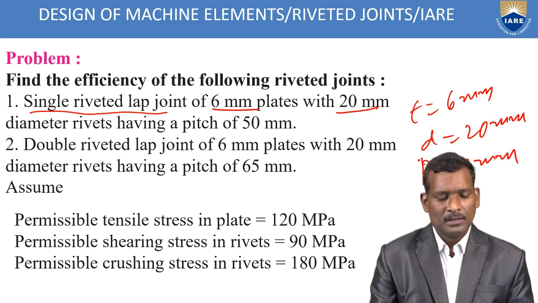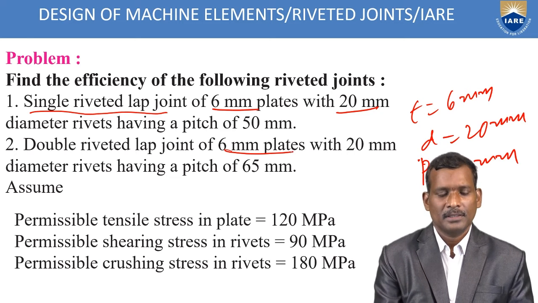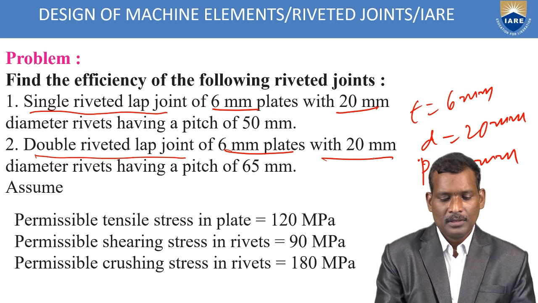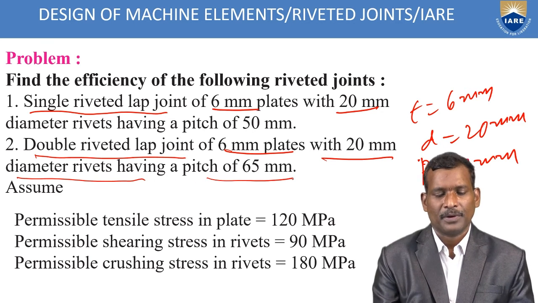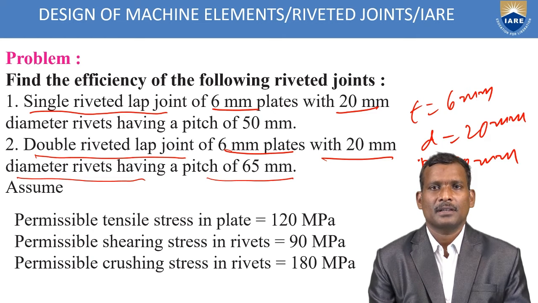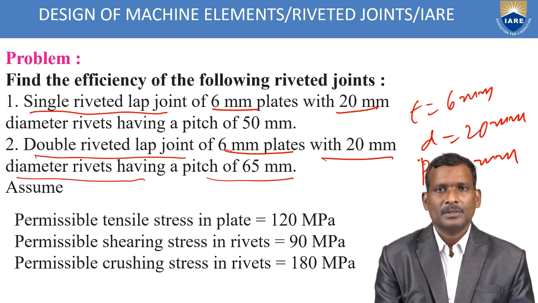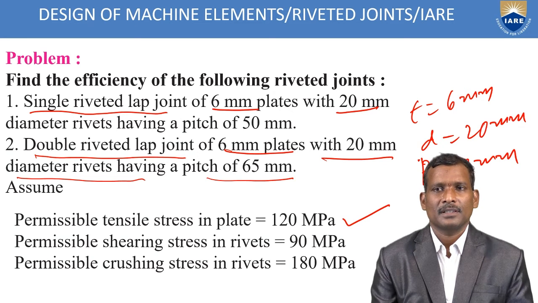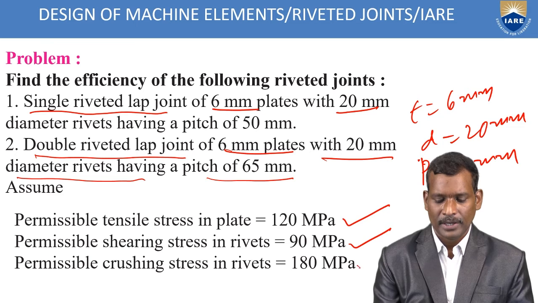The second one is a double riveted lap joint of 6 mm plate. In the second case, the type of joint is a double riveted lap joint, with the same dimensions of 6 mm plate and 20 mm rivet diameter, and rivets having a pitch of 65 mm. Here the pitch value is different: in the previous case, the single riveted lap joint, the pitch is 50 mm, and in the second case, 65 mm. Assume the permissible tensile stress in the plate is 120 megapascal, the permissible shearing stress in rivets is 90 megapascal, and the permissible crushing stress in rivets is 180 megapascal.